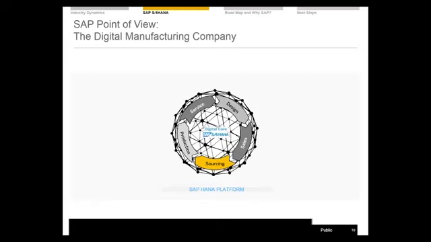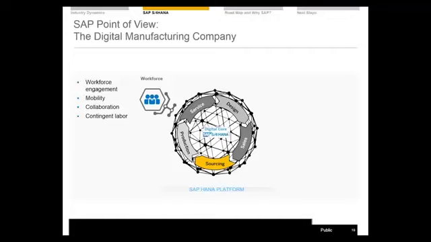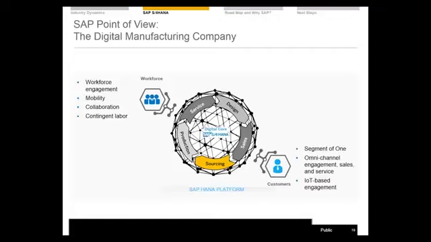If you look at the core of S4HANA as a design, it can connect with the services design, sales, production, and sourcing. For example, you are connecting with workforce management. That's the first thing, because your customers and your employees are the most important. So it gives you complete mobility, collaboration, and contingent labor. It gives you a connection with the customers, provided by omni-channel engagement, sales and services, and also leveraging the power of IoT based engagement the entire world is talking about.